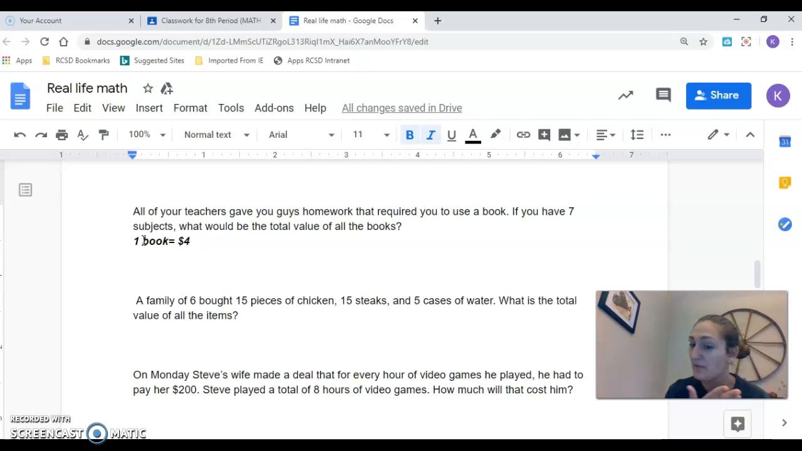And then what are you doing with it? Very similar to the other problems we did. Okay, so now this problem gets a little harder. A family of 6 bought 15 pieces of chicken, 15 steaks, and 5 cases of water. What is the total value of all items?